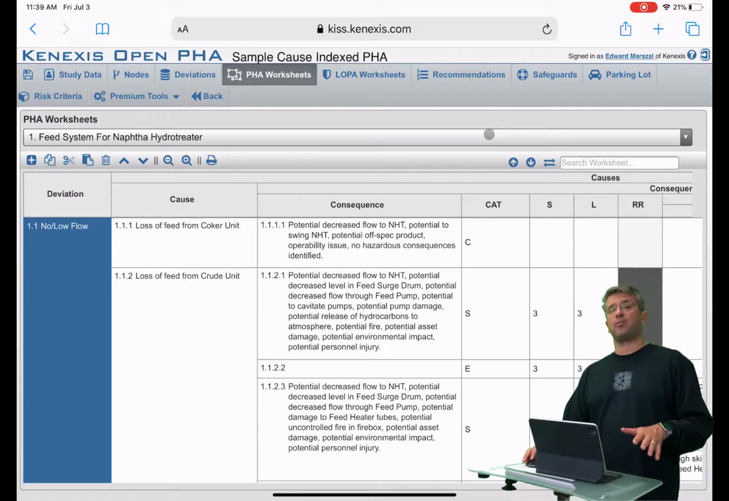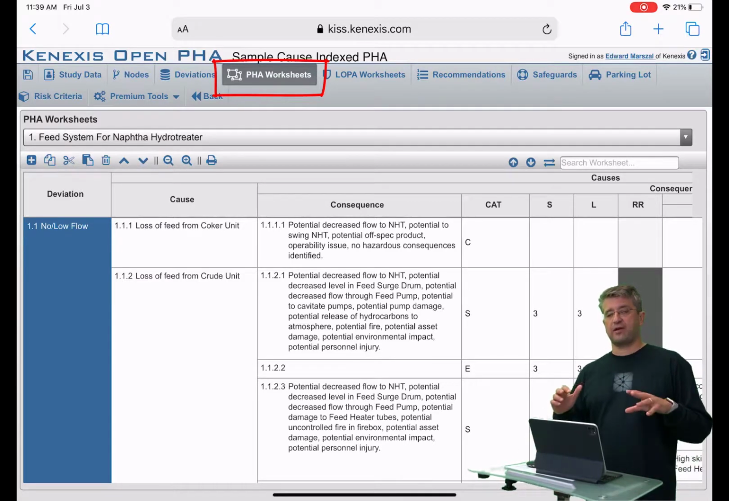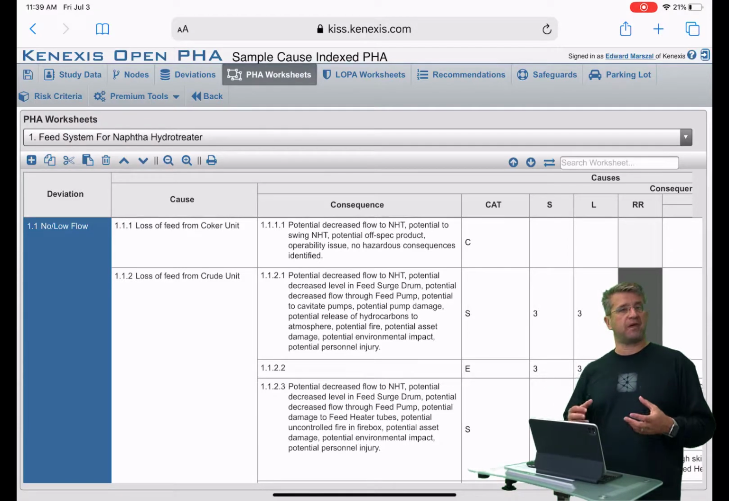When working with Open PHA, the PHA worksheet, or possibly the LOPA worksheet, is where you're going to spend most of your time, especially if you're a facilitator. This is where the activity of documenting a PHA study is actually going to happen.